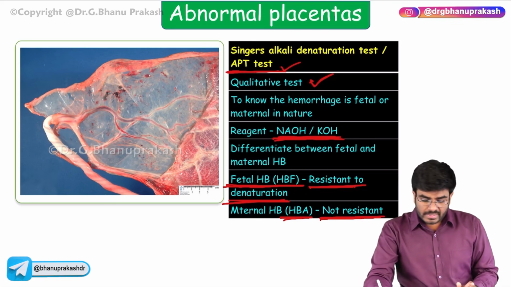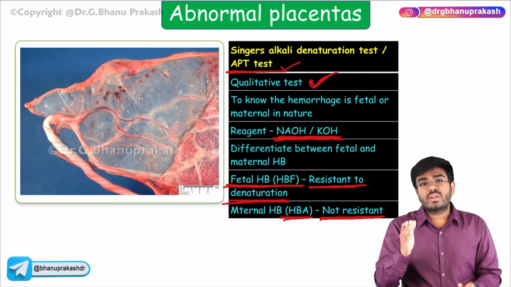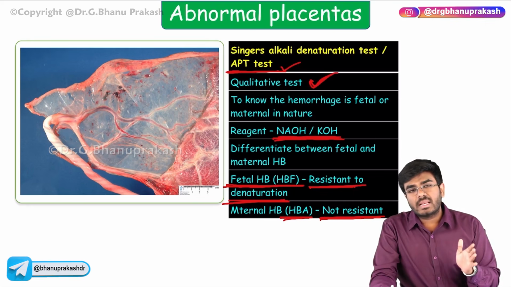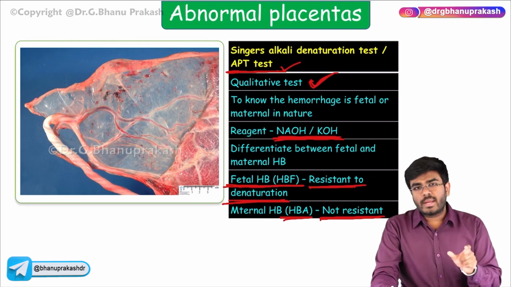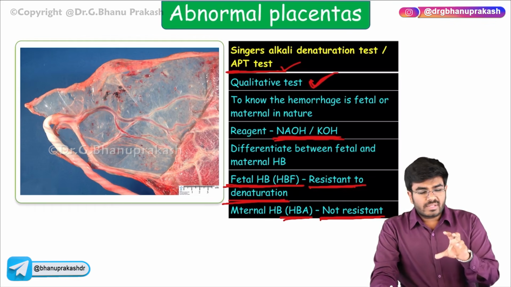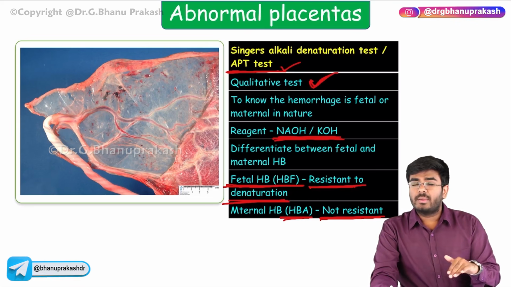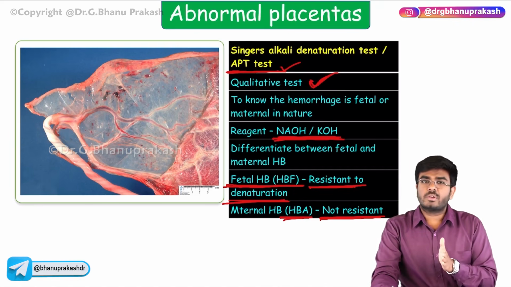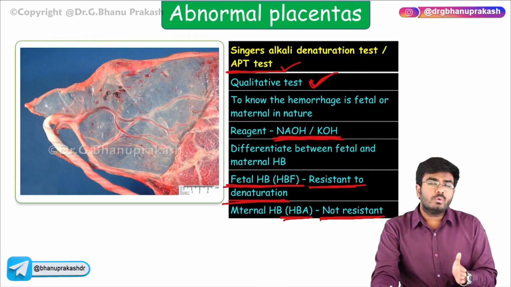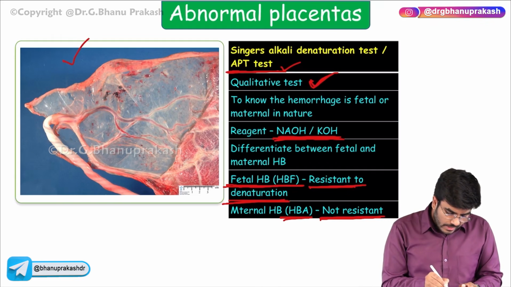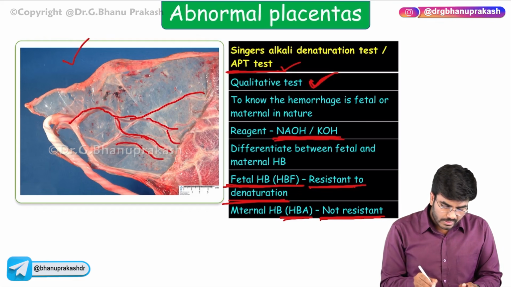So what I am trying to put into your mind is that there is this qualitative test which differentiates maternal hemoglobin from fetal hemoglobin. The test is the APT test or Singer's alkali denaturation test, where we put sodium hydroxide or potassium hydroxide to the blood. If there is a color change, that is maternal hemorrhage. If there is no change in the blood color, it is fetal hemorrhage, because fetal hemoglobin is resistant to alkali denaturation. Even in this image, you can clearly see that the umbilical cord vessels are inserted onto the membranes.